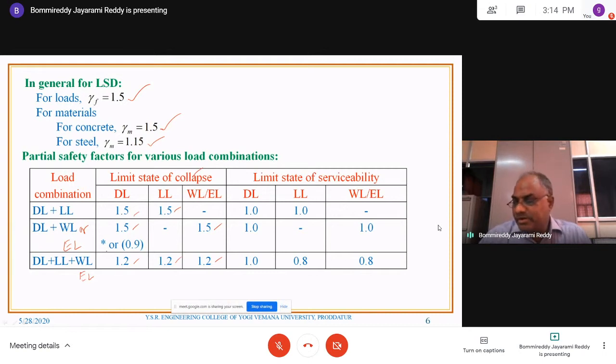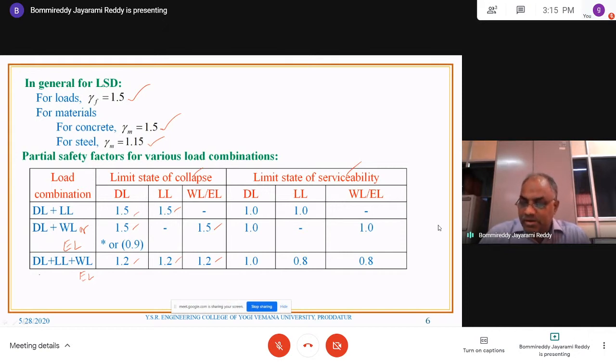And another limit state is limit state of serviceability. So at the serviceability, the loads are considered as service loads. Service loads means actual loads. So here you can look at everything is one only. Everything is one only means it is actual loads only. So the loads are multiplied by factor 1, so that it is the actual loads, or simply the characteristic loads, acting on the structure.